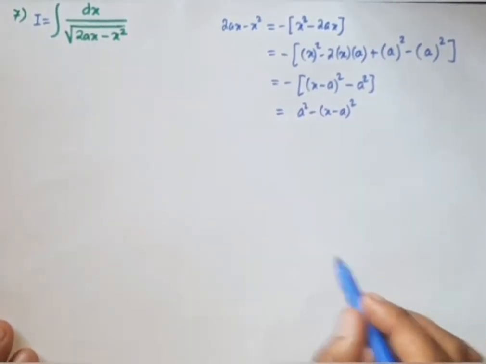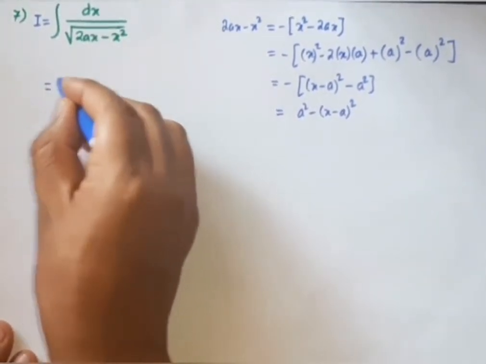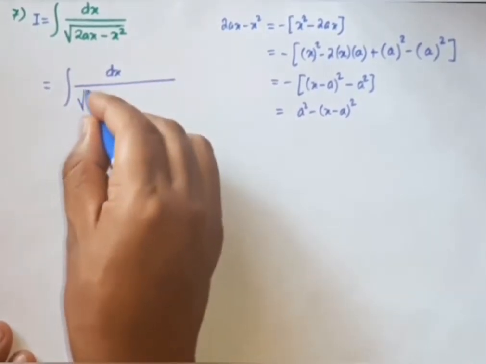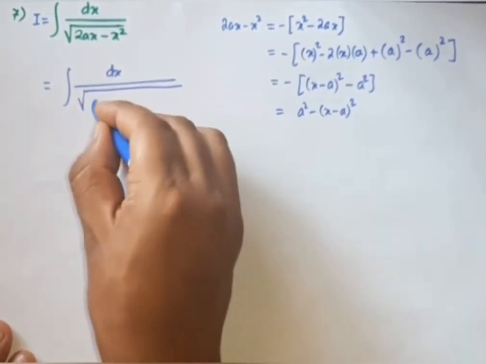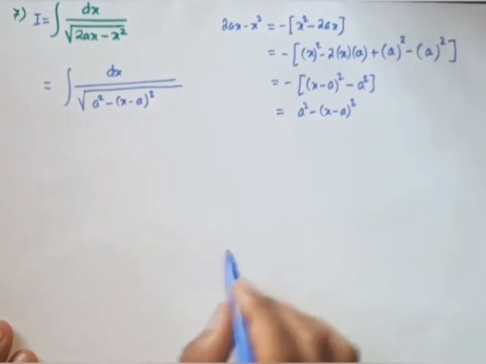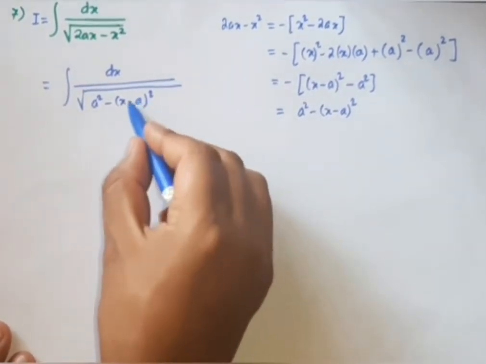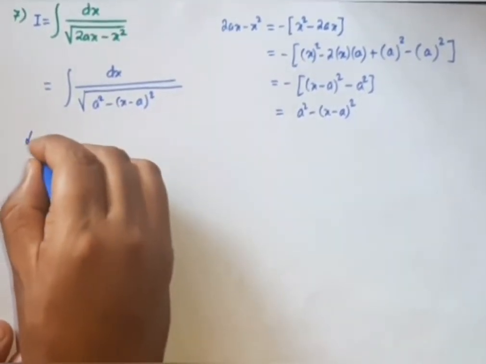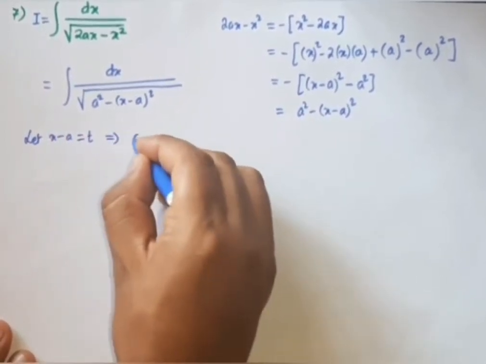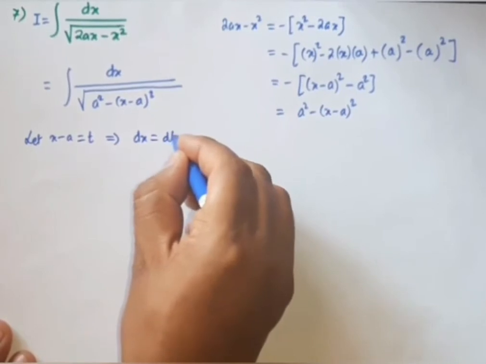Is that clear? Okay, so that's why this integral turns into integral dx by, so this full quantity within the square root can be written as a square minus x minus a whole square. Okay, so the next substitution that I'm going to make here is x minus a. So let x minus a be equal to t. So from here dx will be equal to dt, right?